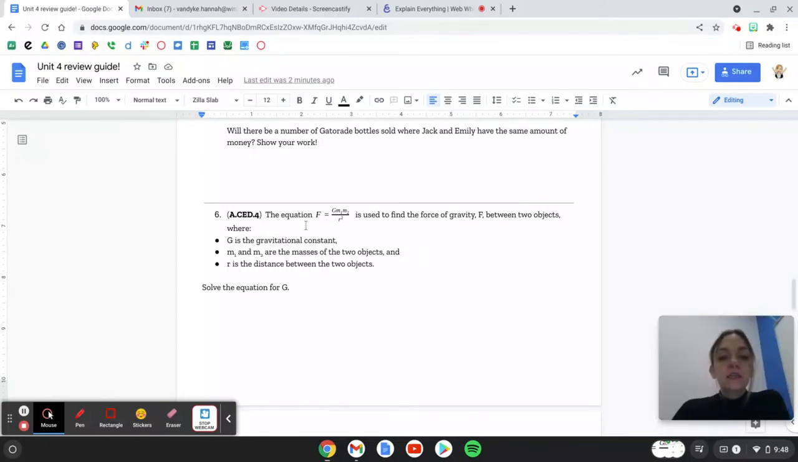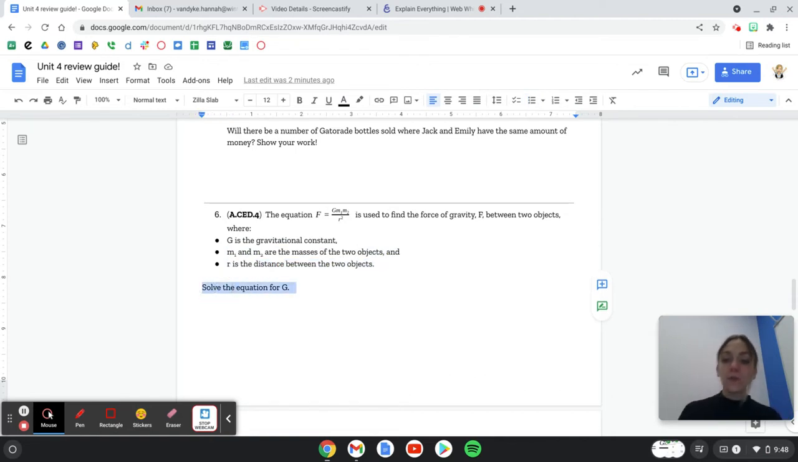So number 6 says the equation F equals G times m sub 1 times m sub 2 divided by r squared is used to find the force of gravity F between two objects, where G is the gravitational constant, m sub 1 and m sub 2 are the masses of two objects, and r is the distance between the two objects. Solve the equation for G.